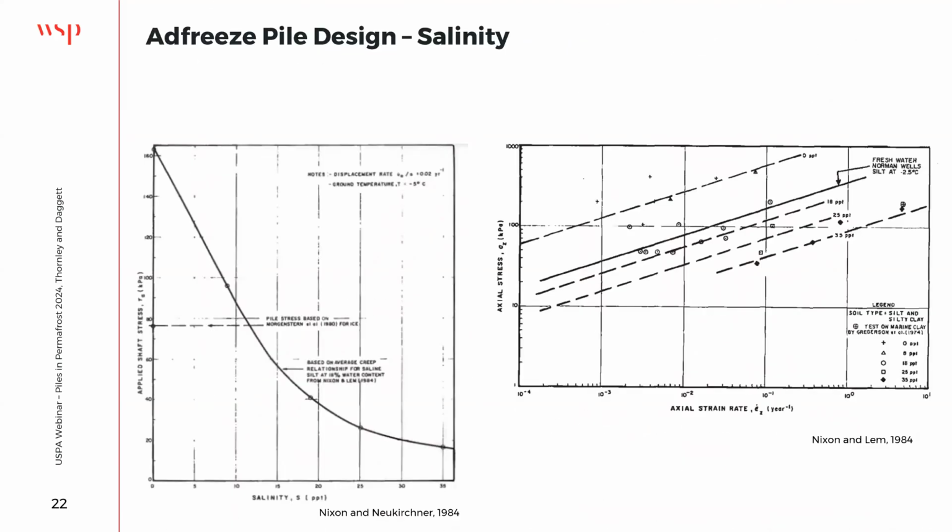When we start talking about the creep-related movement, a very important consideration would be salinity. Do we have salts in the material? Utqiagvik is actually known for having very high salinities, on the order of 50 parts per thousand or higher, which will have a significant effect. So we can see this graph here.